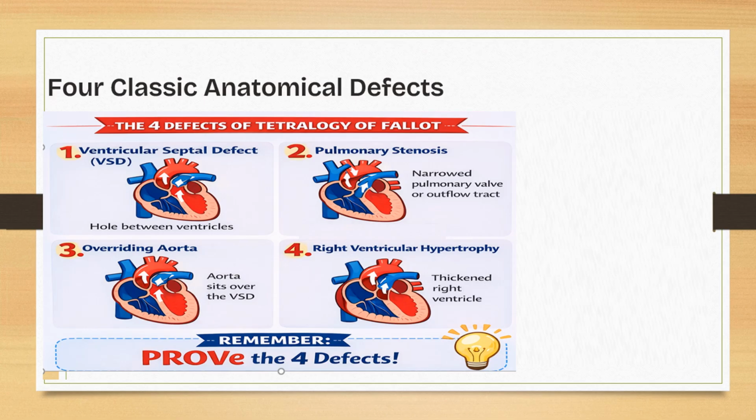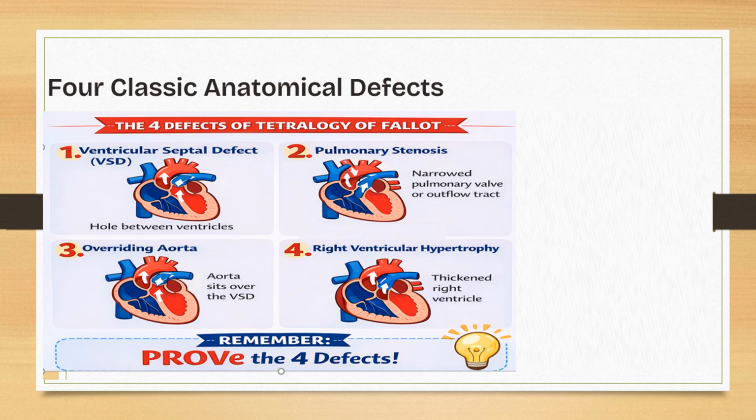Next, I would like to discuss the four classic anatomical defects. The first one is the ventricular septal defect, VSD. There is a hole between the right and left ventricle. It allows blood flow from the right ventricle to the left ventricle. And the second one is pulmonary stenosis. This is a narrowed pulmonary wall, otherwise a narrowed outflow tract of the right ventricle. Because of this narrowing, the blood flow to the lungs will not be proper.